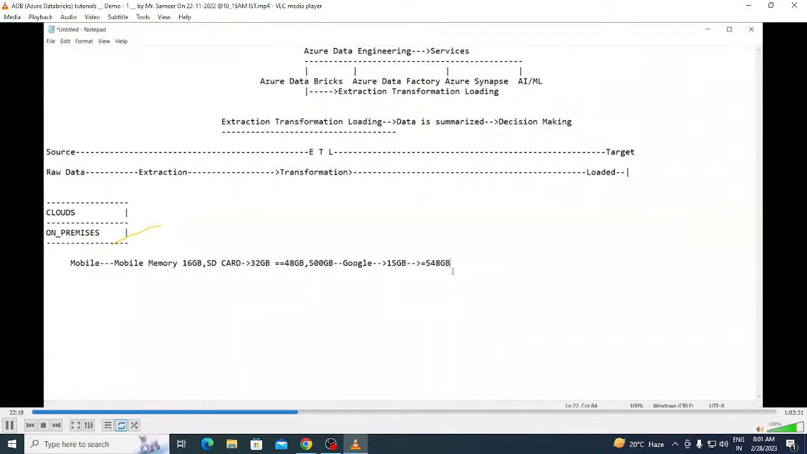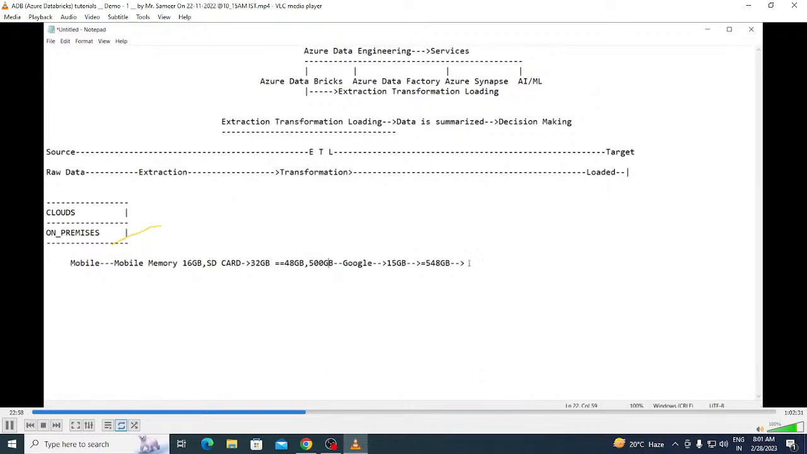Now, one fine day, I lost my mobile phone, guys. That is my query. When I lose my mobile phone, I am not able to trace it. I have to buy a new mobile phone, hence I bought a new one. Now, once you have bought a new mobile phone, guys, please tell me, can you recollect this 48 GB? Can you recollect this 500 GB memory or not? The 48 GB is not possible.